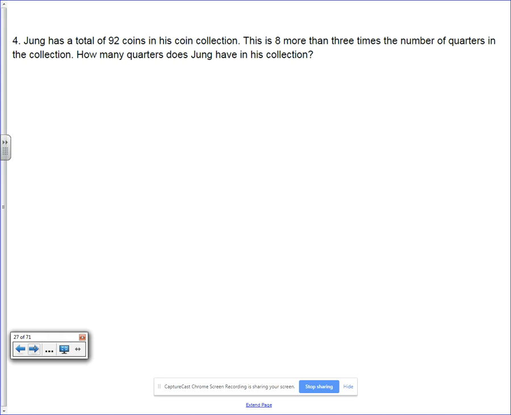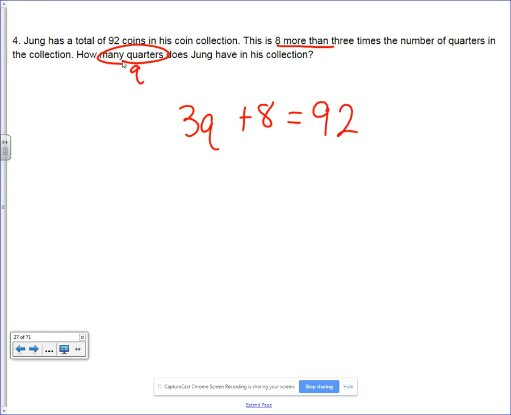In number 4, my unknown is how many quarters. We'll use Q. They tell me this is 8 more than 3 times the number of quarters. And my total number of coins is 92. That's the equation to solve. So go ahead and pause it and solve that equation. You should get that he has 28 quarters.